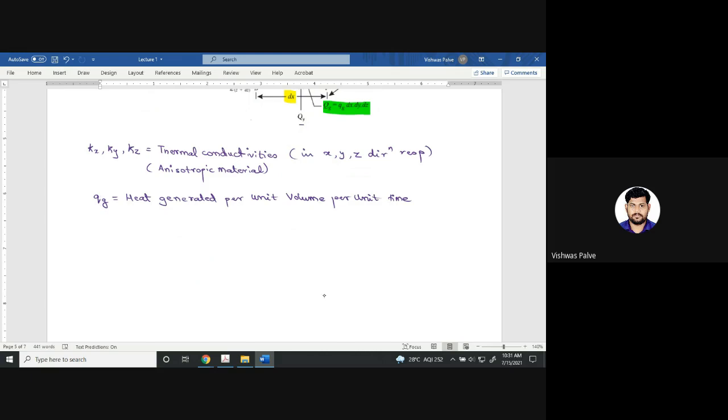So now we are going to write the energy balance equation. I hope my screen is visible clearly. There is no lag. Yes, sir. Yes.